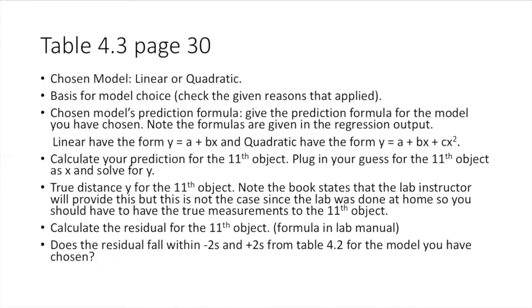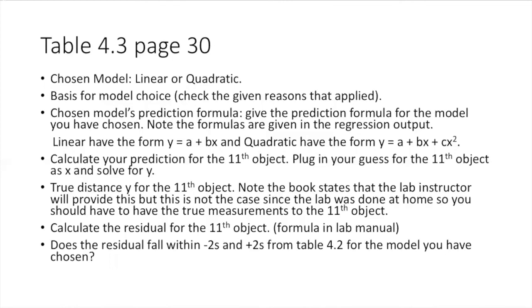Let's move on to table 4.3. Chosen model, linear or quadratic. You will choose which one is better. Basis for model choice. Check the given reasons that apply. And chosen model's prediction formula. Give the prediction formula for the model you have chosen. Note that the formulas are given in the regression output. Linear regression has the form y equals a plus bx, and quadratic has the form y equals a plus bx plus cx squared.